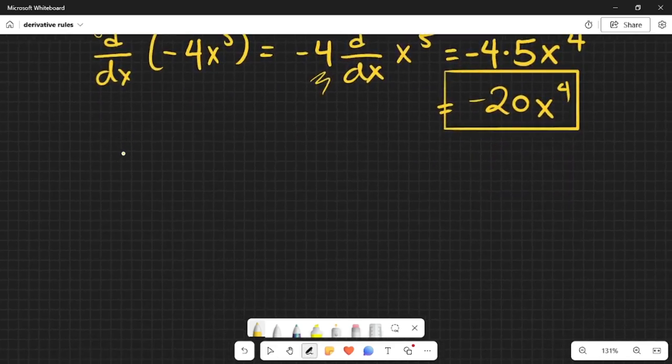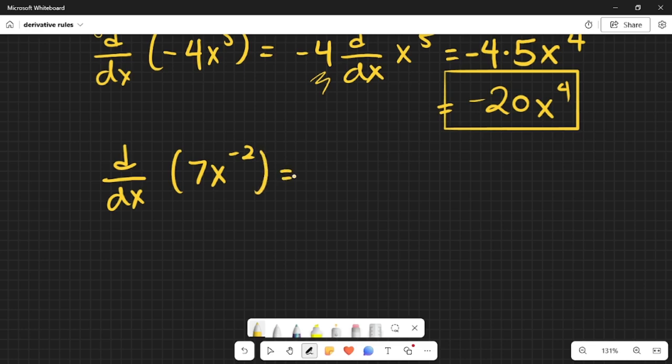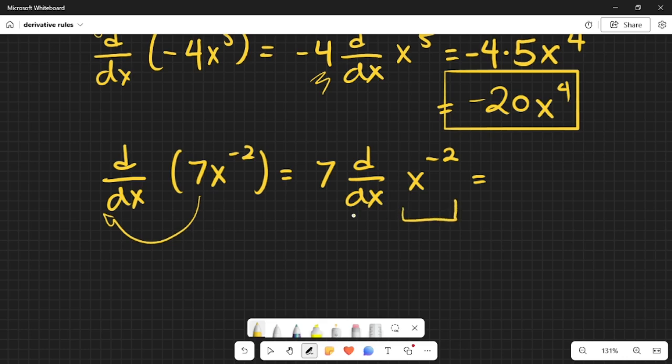How do you find the derivative of something like 7x raised to the negative 2 power? Okay, first we're going to put 7 outside. 7 d/dx of x raised to the negative 2nd power. We're going to take the derivative of this number.